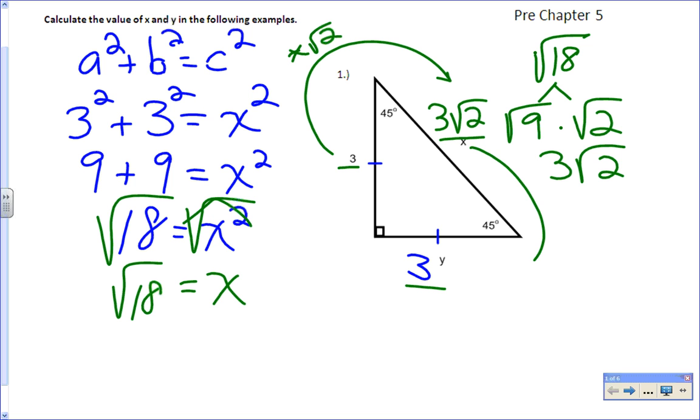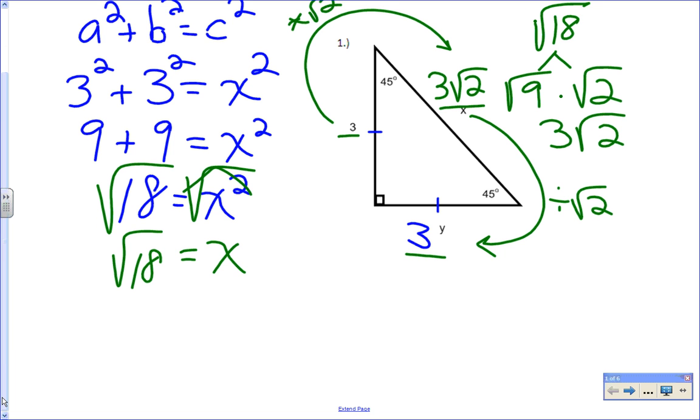And what if I want to go in that direction? Divide by square root of 2. Is everybody clear that if I take 3 square root of 2 and divide by square root of 2, I actually get 3? Everybody see that? If I have 3 square root of 2 divided by square root of 2, these just cancel, and I'm left with 3. Okay. So that pretty much right there is the cheat for the 45-45-90. Any questions on that one?